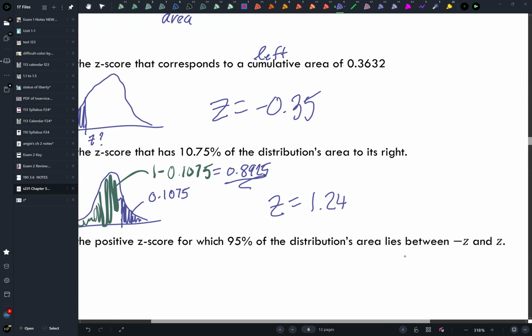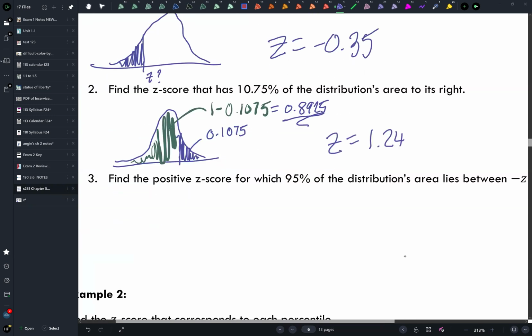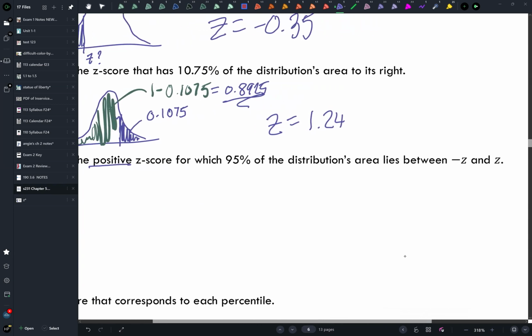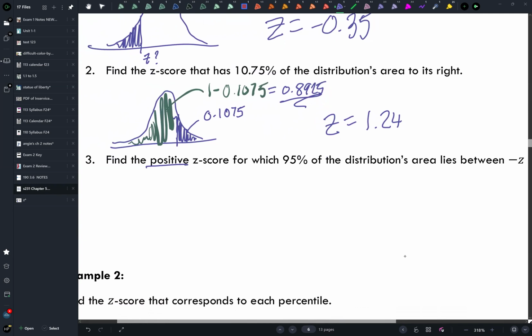So the wording in these problems really matters. Okay, left area, area to the right. Now let's see this next one. We've done left areas, we've done right areas. Now we're going to have area in the middle. Find the positive z-score for which 95% of the distribution's area lies between negative z and z.